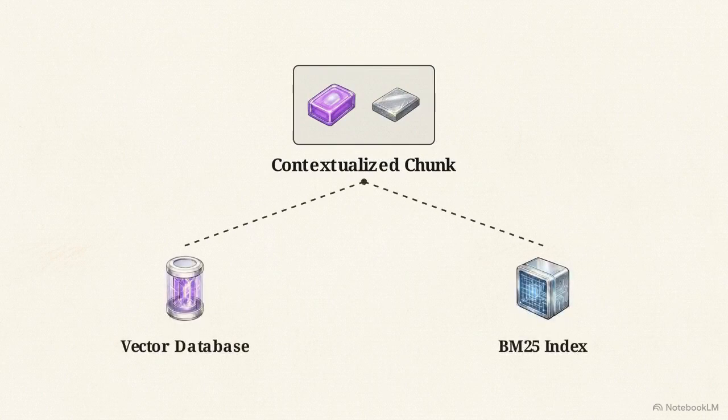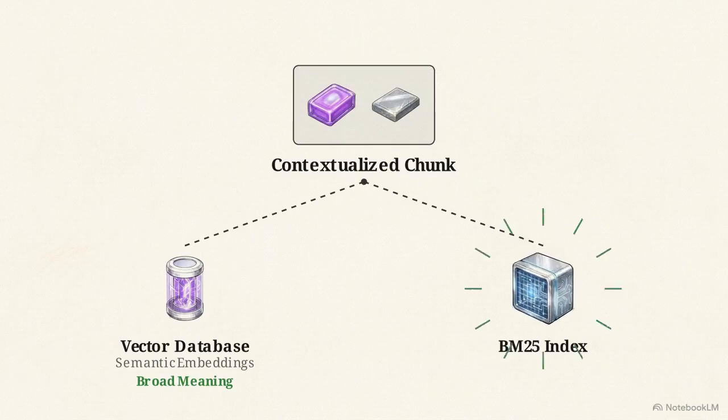This flowchart tracks our next move. With our chunks now contextualized, we convert them into semantic embeddings and save them to a standard vector database. This handles our searches for broad meaning.